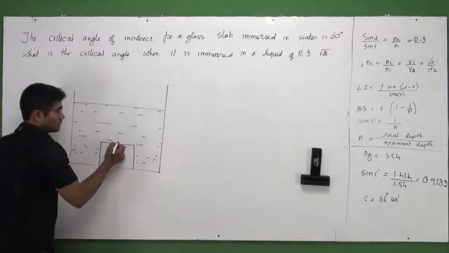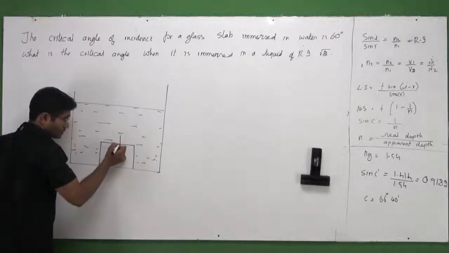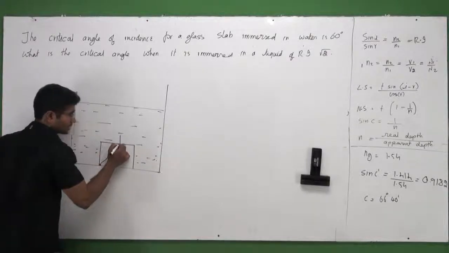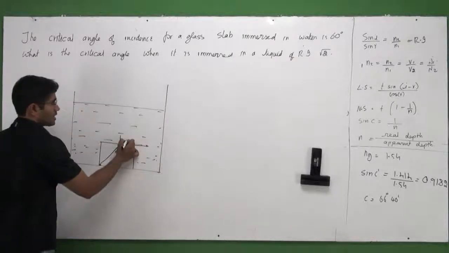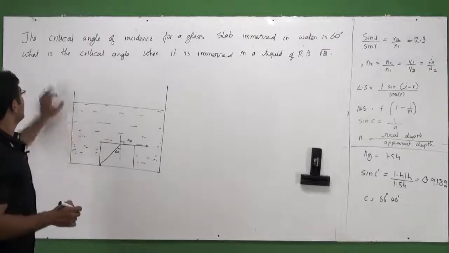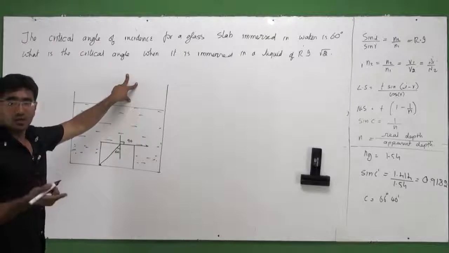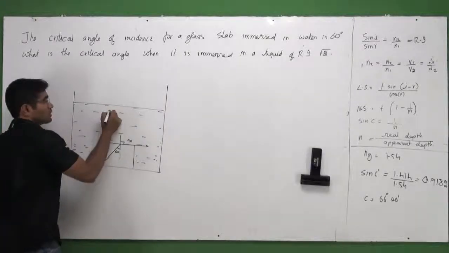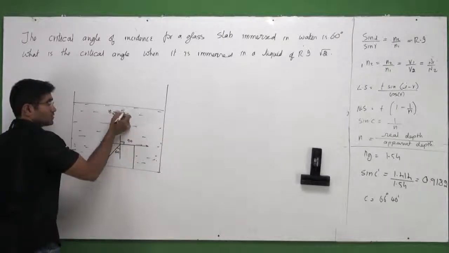It means what? If I draw a normal here and there is some light which follows like this, and that's the critical angle we are talking about, 60 degrees, and light would graze out like that. R is how much? 90. That's what it's talking about. What is the critical angle when it is immersed in a different liquid? This guy is water, so N of water is basically 4 by 3. You should know this, it's a constant.